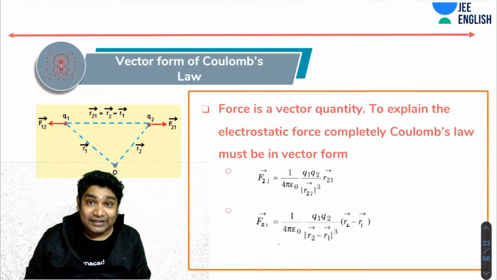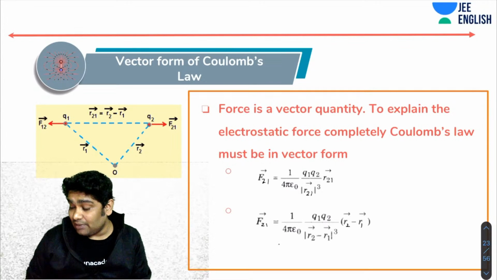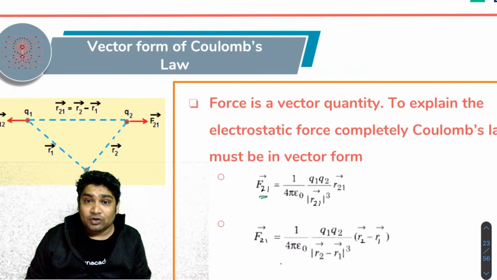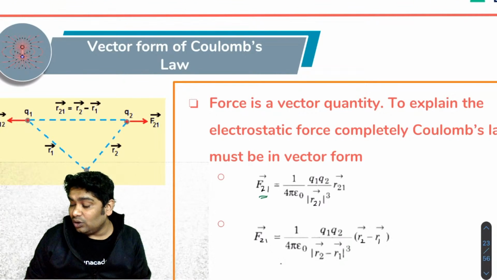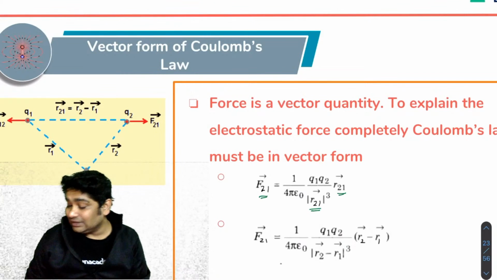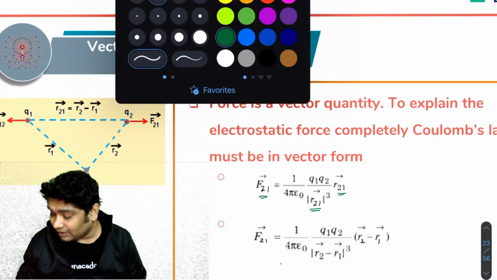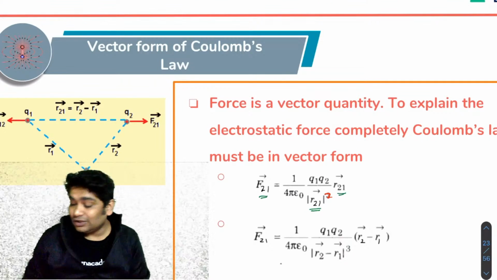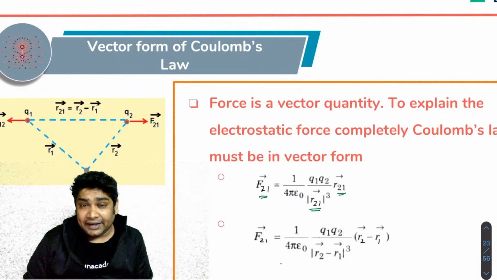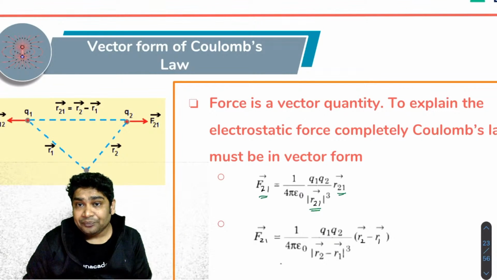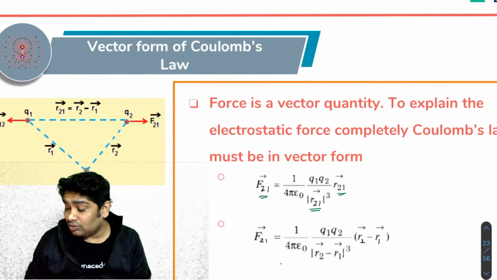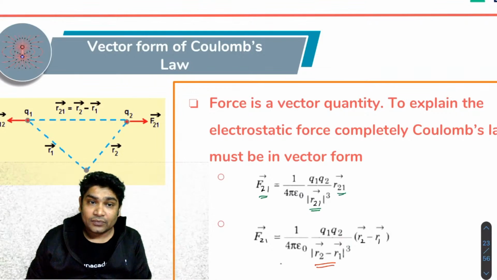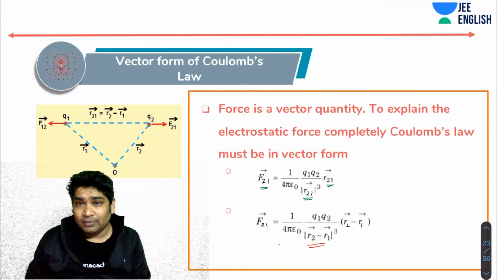Now we'll move on to the vector form of Coulomb's law. So vectorially, this can be written like this. Force on 2 due to 1 is given as 1 over 4 pi epsilon naught q1 q2 over r21 whole cube into the vector r21. If we use a unit vector here, then this would be square; we are not using the unit vector, so that's fine. Remember, this is the vector form of Coulomb's law, where r21 is the relative vector or position vector of 2 with respect to 1. Most of you would be familiar with this.